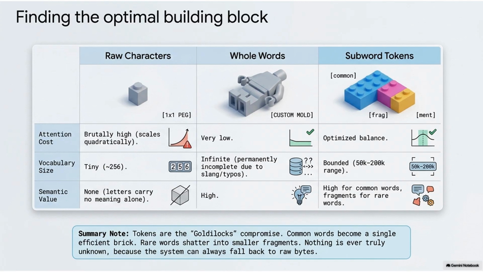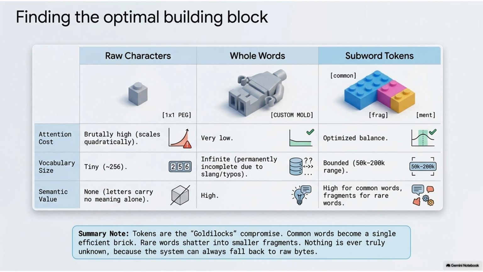Option 2, whole words, 1 brick per word. Now the attention cost is lovely and low, and the meaning per piece is high, but look at the vocabulary: infinite, and permanently incomplete, because new words appear every single day. Brand names, slang, typos, scientific terms. The moment somebody writes a word that is not in your list, the model has nothing to work with. Blank. So the answer is option 3, subword tokens.